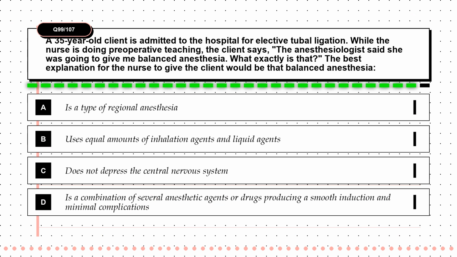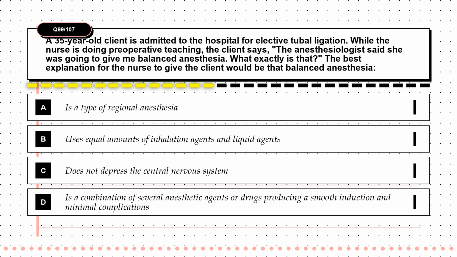Question 99. A 35-year-old client is admitted to the hospital for elective tubal ligation. While the nurse is doing preoperative teaching, the client says, "The anesthesiologist said she was going to give me balanced anesthesia. What exactly is that?" The best explanation for the nurse to give the client would be that balanced anesthesia.